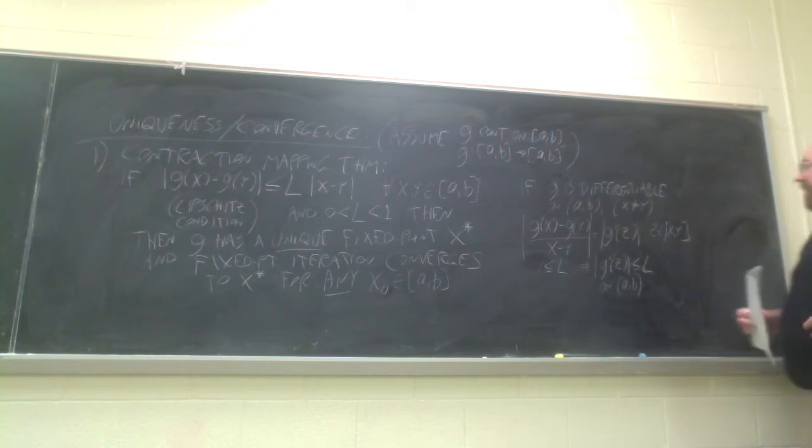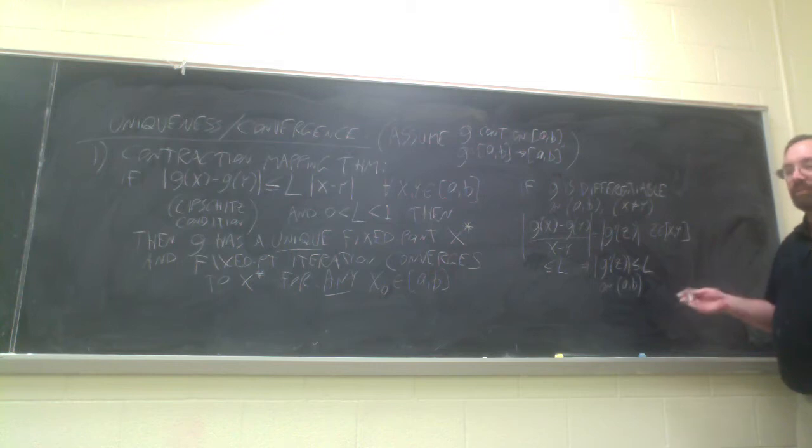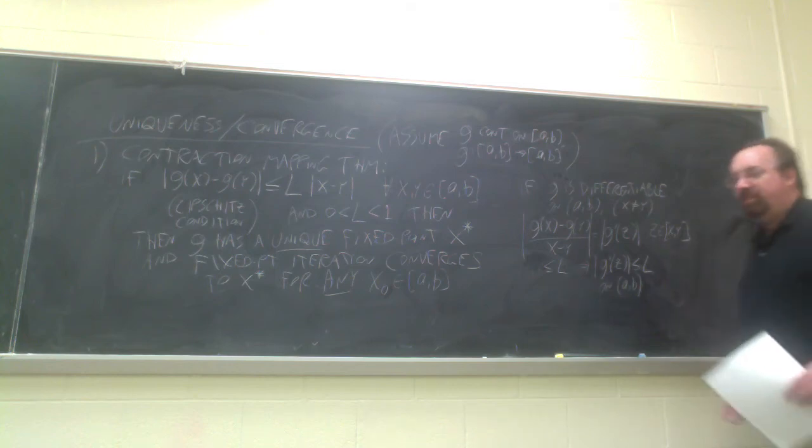So that's why you can think of the Lipschitz constant, in the case where a derivative exists, as essentially an upper bound on the derivative on the interval of consideration. And it's this equivalence between the two that leads us to the second condition for uniqueness and convergence of fixed point iteration.